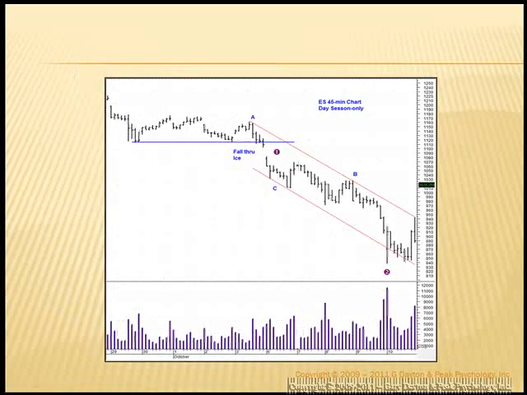Yep, I've got one more example of a selling climax. It's pretty straightforward now that you see it. Look at how often it comes up. This is a S&P 45-minute chart, just the U.S. session. We fall down out of a trading range.